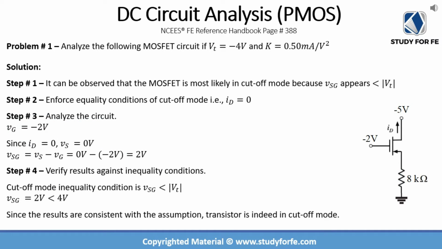In step number 4, I'm going to verify these results against the inequality conditions. So I've calculated my VSG. This is less than the magnitude of VT, so 2 volts is less than 4 volts. The results are consistent with assumptions, and the transistor is indeed in the cutoff mode.